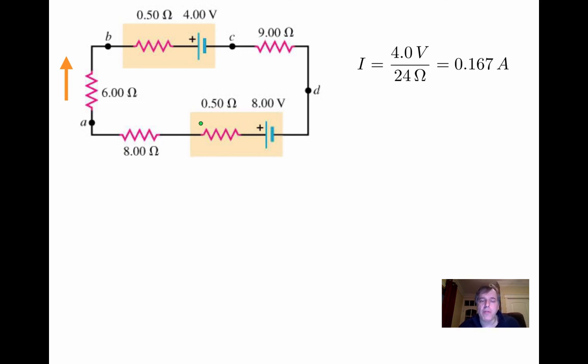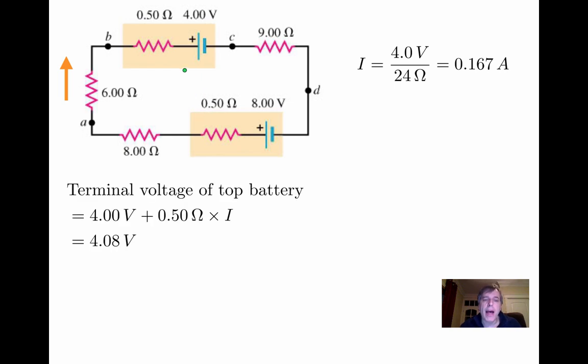Now you can find the terminal voltage across the 2 batteries. The top battery here, the current is flowing this way into the positive terminal, so it is charging. So we use the EMF, which is 4 volts, plus internal resistance times the current, and if you do the calculation, you get 4.08 volts. So the terminal voltage is a bit more than the EMF, which is 4 volts. And that happens when the battery is being charged. The terminal voltage is higher than the EMF.